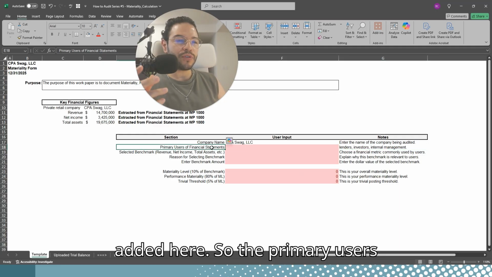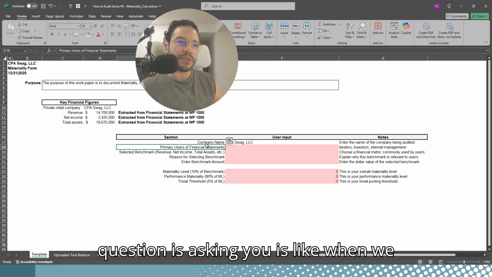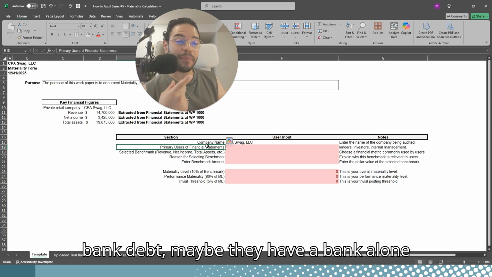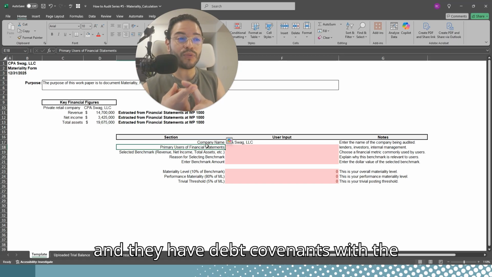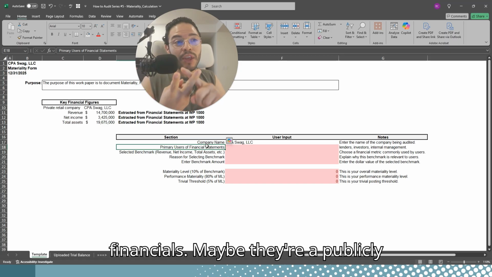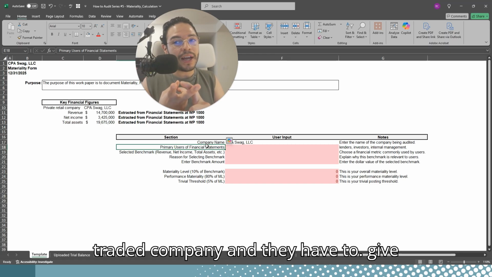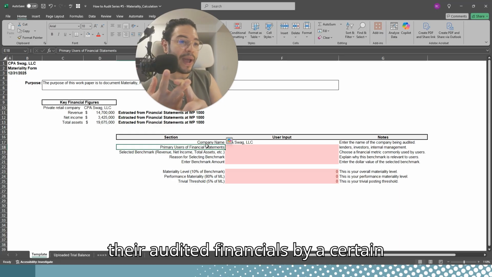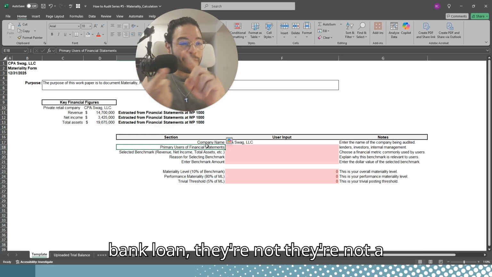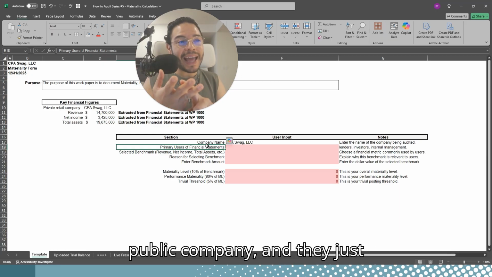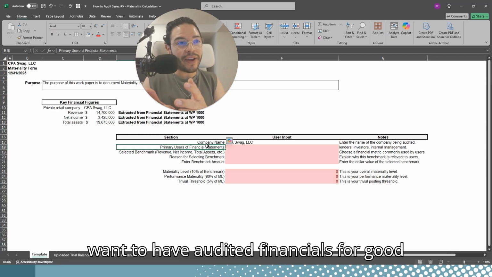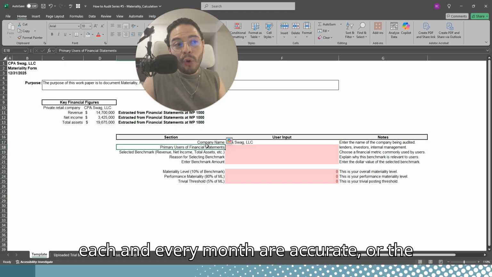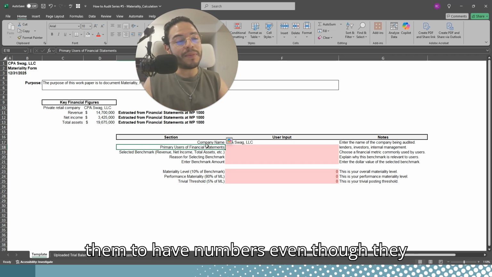So the primary users of the financials, essentially when that question is asking you, the reason we're auditing this company is for a reason, right? Maybe they have a bank loan, and they have debt covenants with the bank, so they have to issue audited financials. Maybe they're a publicly traded company and they have to give the SEC their audited financials by a certain date. Maybe they don't have a bank loan, they're not a public company, and management just wants audited financials for good internal controls, and they want to make sure that the numbers they're reporting each and every month are accurate, or the private equity group that owns them wants them to have numbers even though they have a bank loan.